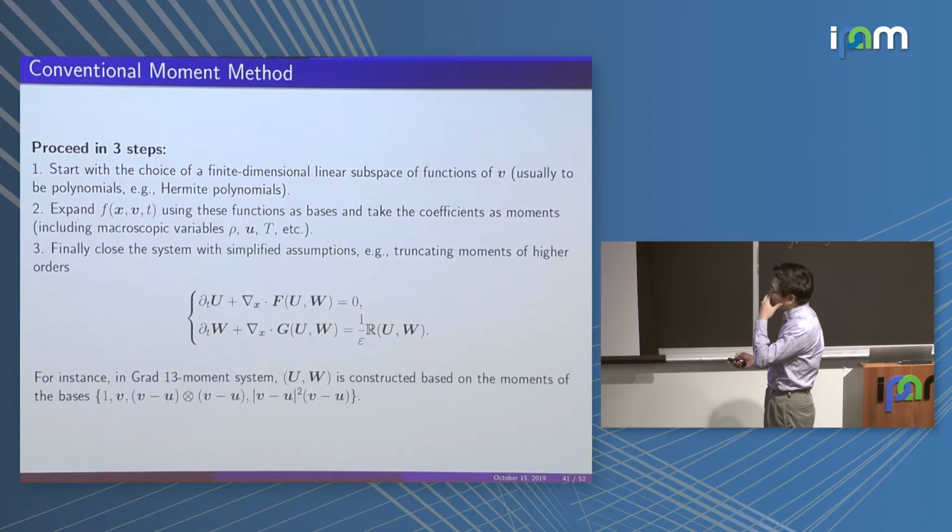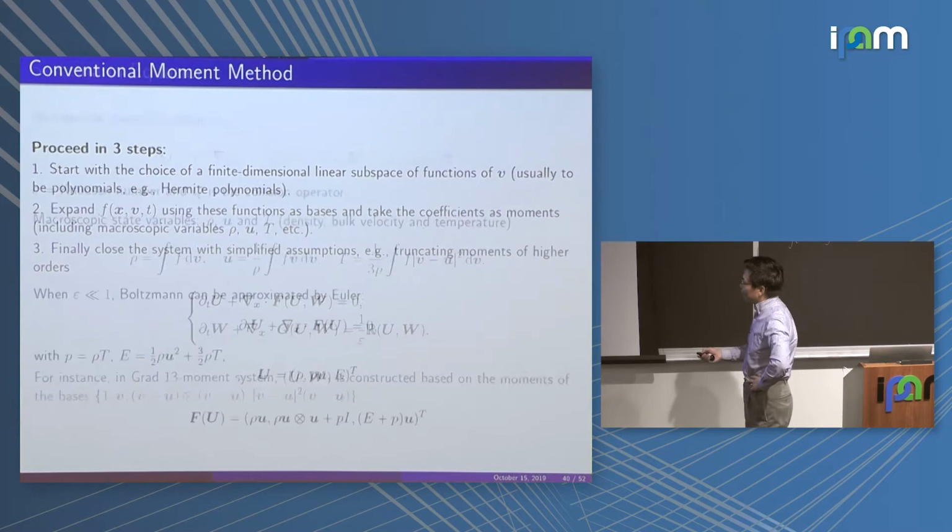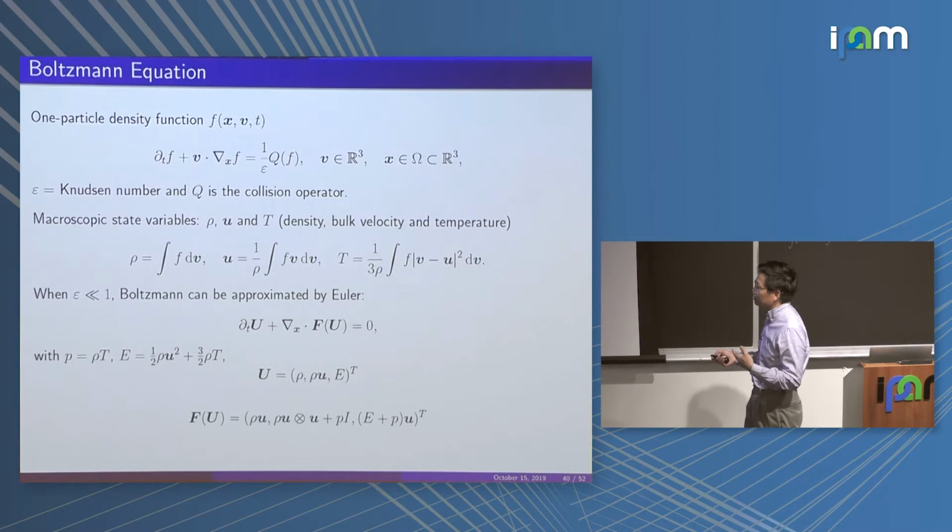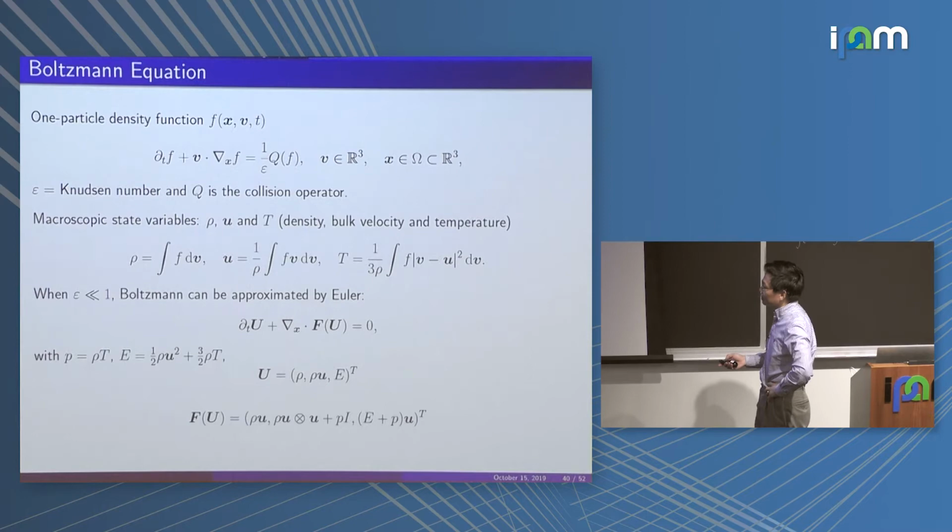Now, people have thought for a long time about extending this set of ideas to large values of epsilon. So this is the moment closure problem. It started, as far as I know, from Harold Grad at Courant Institute in the 1940s. So here is the idea. Basically, you want to extend this to more moments.